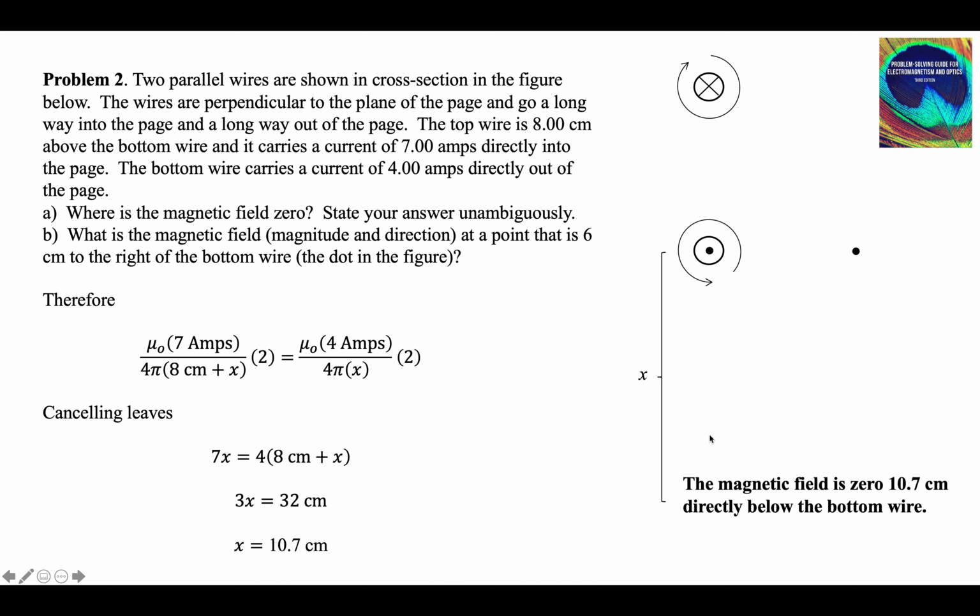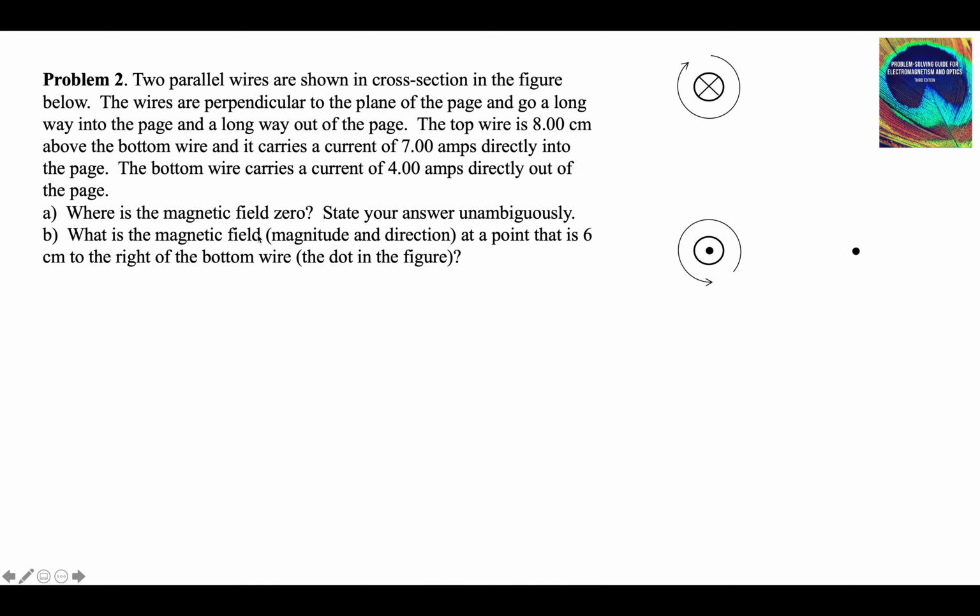Now we can tackle part B. What is the magnetic field at a point that is 6 centimeters to the right of the bottom wire, right here? This is a multi-step problem. We have to be careful with each step.